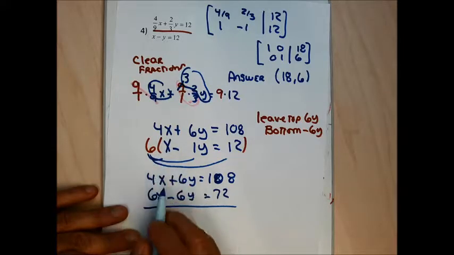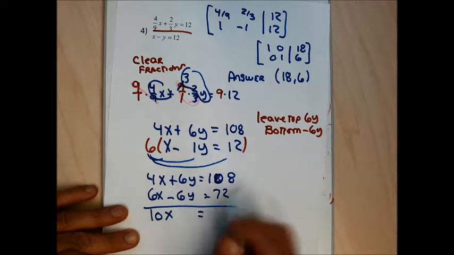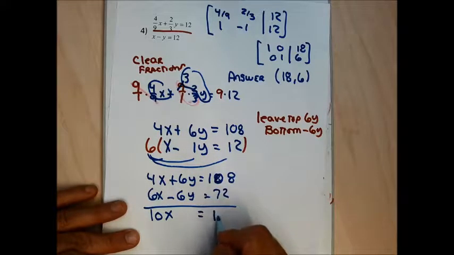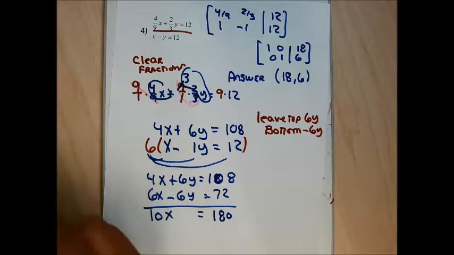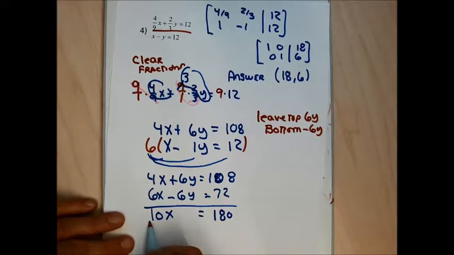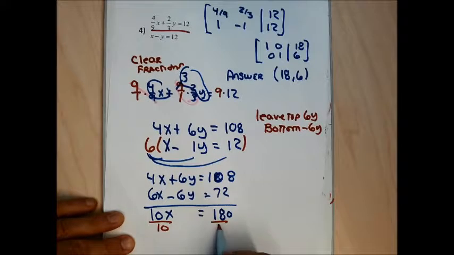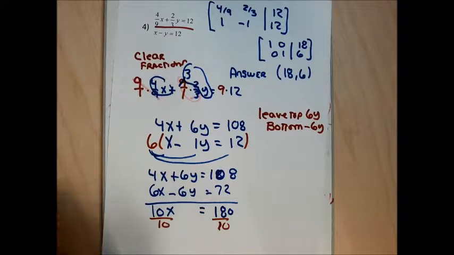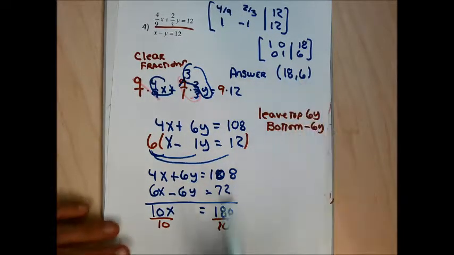Add these together. 4x plus 6x is 10x. Y's cancel. 108 plus 72 is 180. Divide by 10. Divide by 10. And I get x equal to 18, which is good.